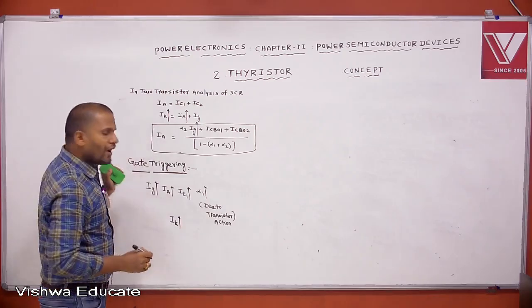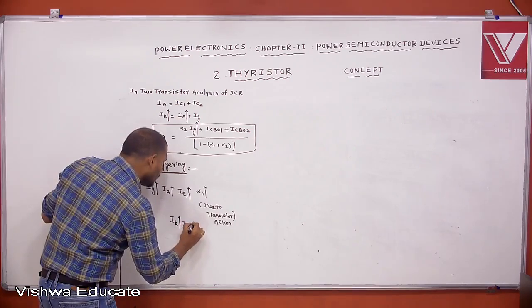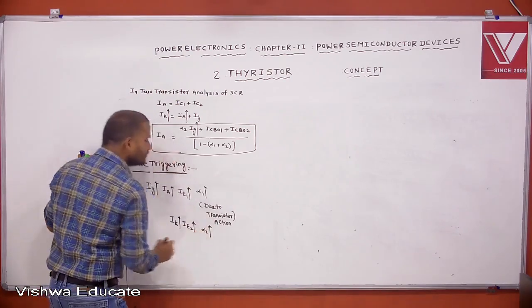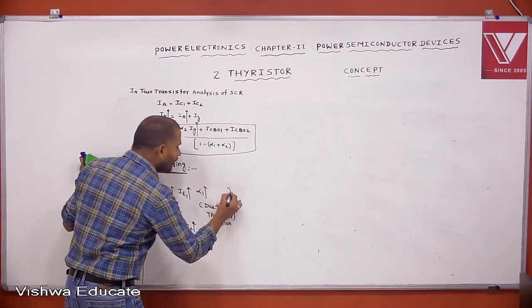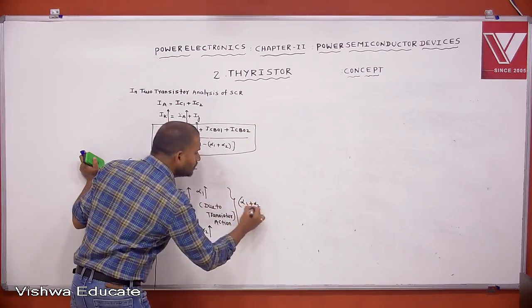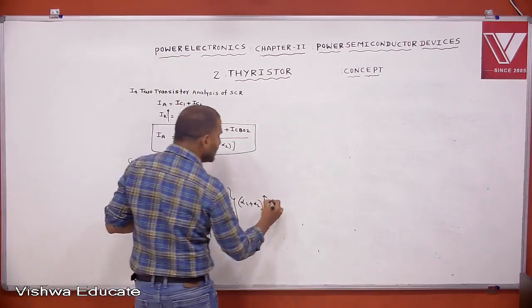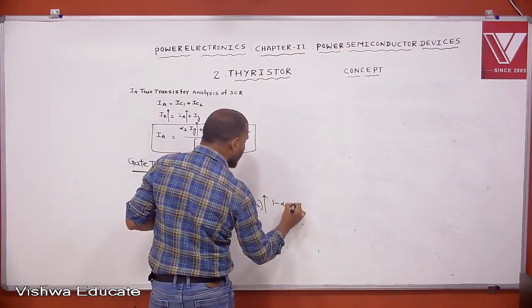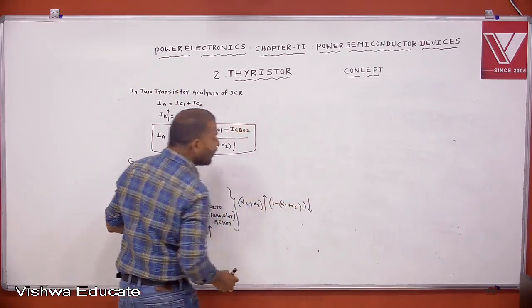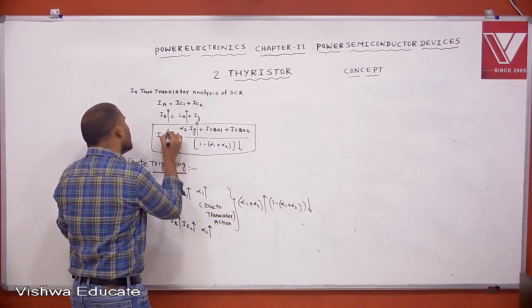Okay. If IK is increased, what is IE2? Increases. If IE2 increases, what about alpha 2? Increased. If alpha 1 and alpha 2 increase, what about alpha 1 plus alpha 2? Increases. If alpha 1 plus alpha 2 increases, what about 1 minus of alpha 1 plus alpha 2? Decreases. If 1 minus of alpha 1 plus alpha 2 decreases, again IA increases.